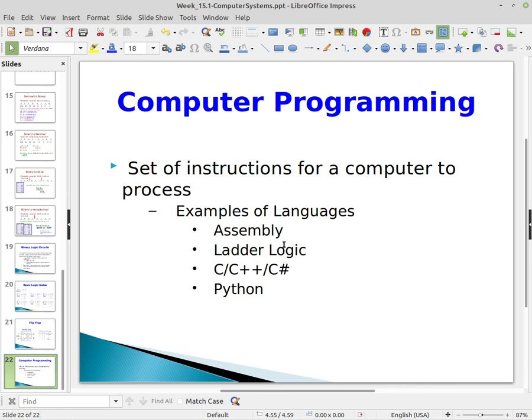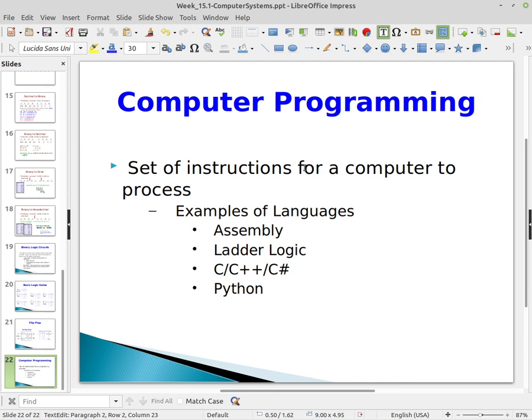All right, so inside of computers, we want to be able to tell these computers what to do. To do that, we use what's called a programming language. It is a foreign language. It's not English, it's a language that we use to give instructions to the computer.